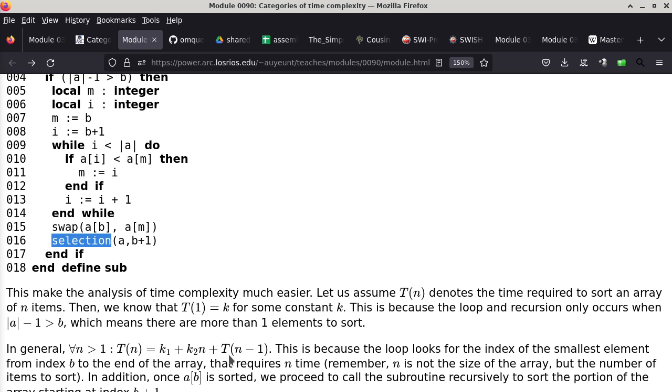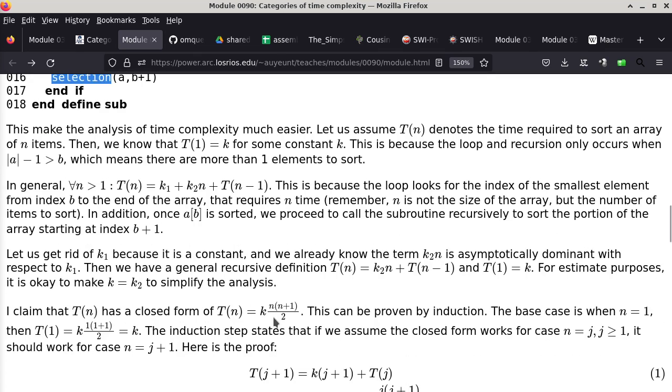Okay? So given this, what can we do about the math part of this? So what we want to do is to get a closed form of T of n. And to get the closed form of T of n, this is the actual solution: T of n is K times (n plus 1), the whole thing divided by 2. And the proof can be done in many ways. Proof by induction is one of those.